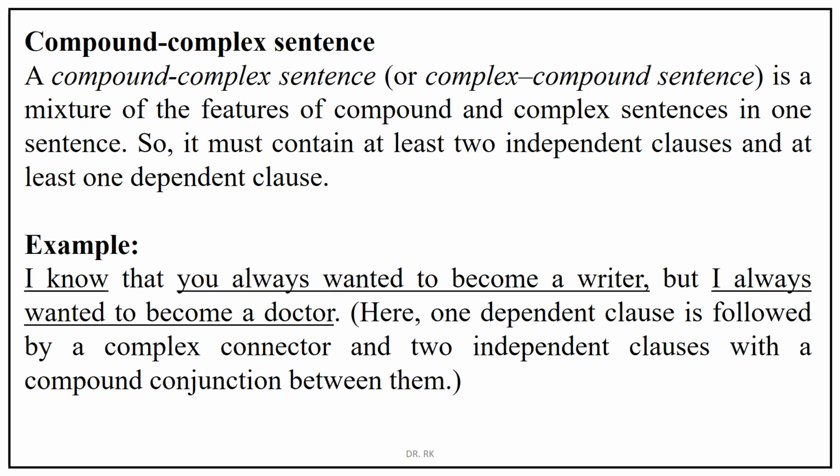Compound complex sentence. A compound complex sentence, or complex compound sentence, is a mixture of the features of compound and complex sentences in one sentence. So, it must contain at least two independent clauses and at least one dependent clause. Example: I know that you always wanted to become a writer, but I always wanted to become a doctor. Here, one dependent clause is followed by a complex connector and two independent clauses with a compound conjunction between them.